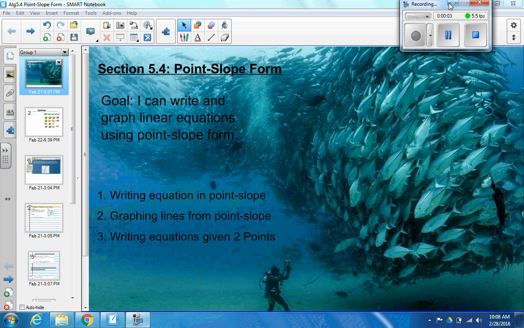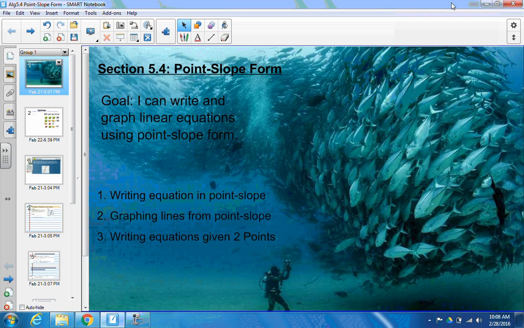Alrighty, here's a continuation of point slope form. Writing linear equations in point slope form, a little bit different than slope intercept. Last time we talked about writing equations in point slope form and graphing equations in point slope form. Now we're going to do a little bit of writing equations when we're given 2 points. So we've done it before with slope intercept, and I'm going to show you the comparison between the two.